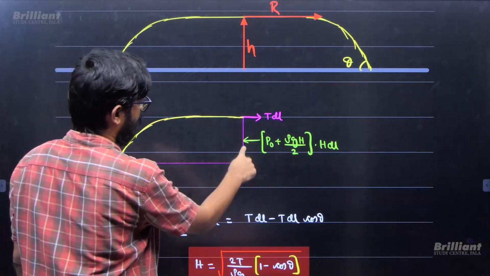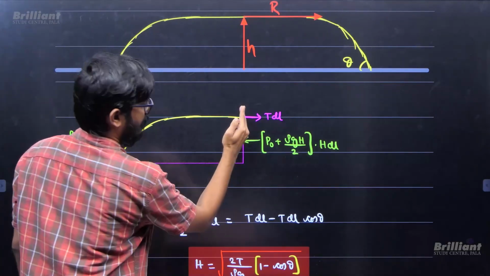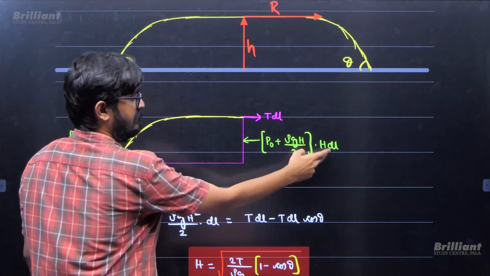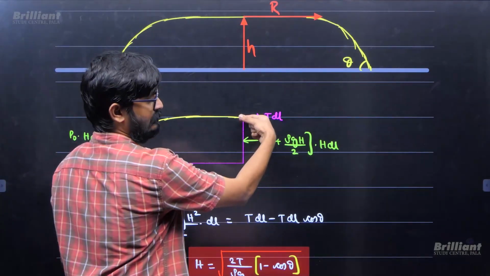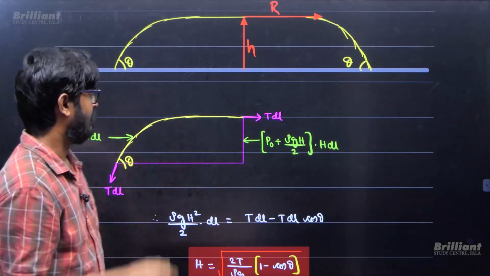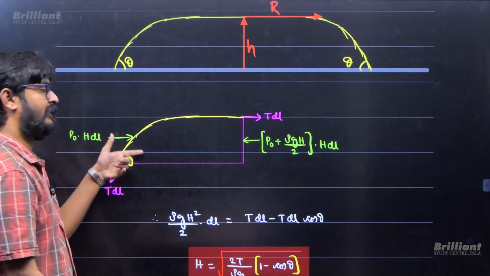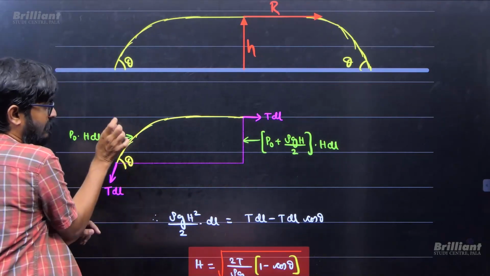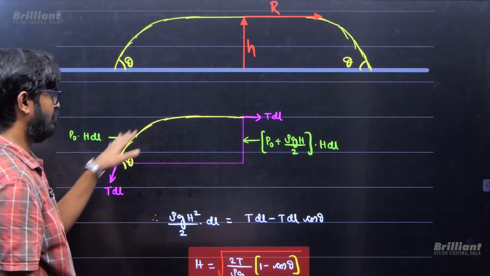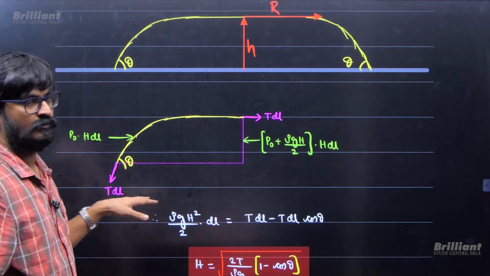Now pressure, when you go down, will keep increasing. So if you want to find the force on this side, it is average pressure into area. This height is h and this length is dl, so the area is h into dl. Now the pressure force from this side is going to be pressure into the effective area. Effective area is again h into dl.